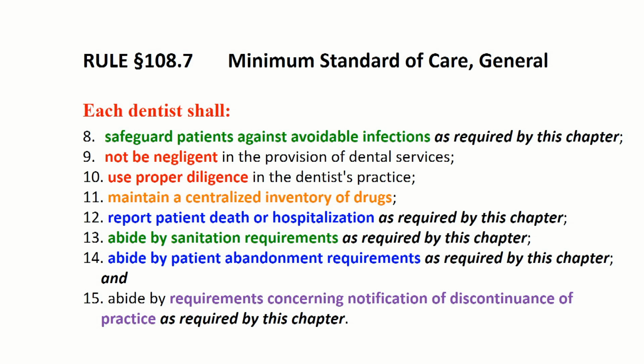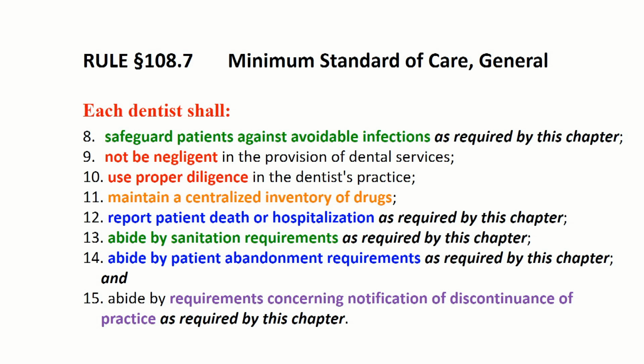Subparts 9, 10, and 11. With respect to number 11, maintaining a centralized inventory of drugs, that is something that goes back to subpart 5 of this rule. And I was mentioning it would be prudent for you to keep an inventory of the drugs that are utilized in your office. Now, since September the 3rd, 2014, it is the minimum standard of care to maintain that centralized inventory of drugs. It's been articulated specifically within the rule.